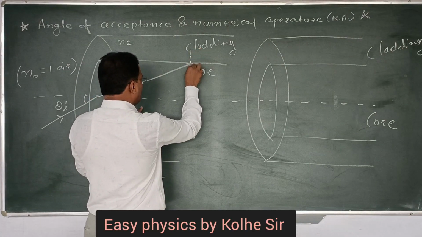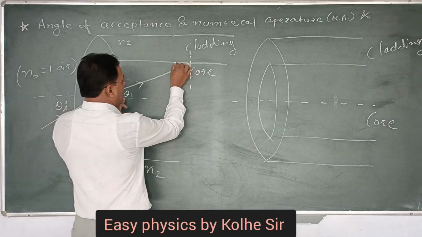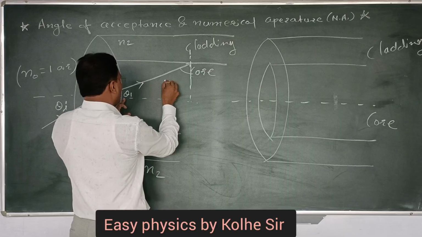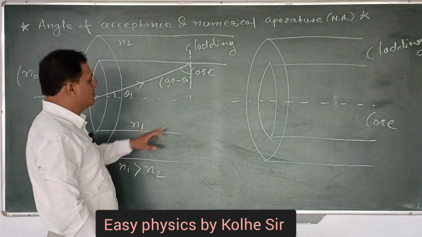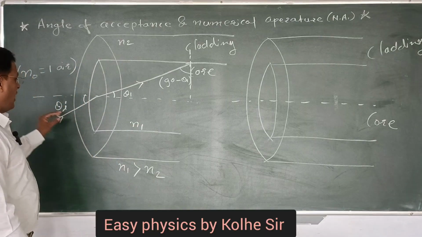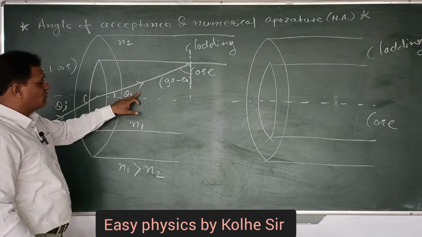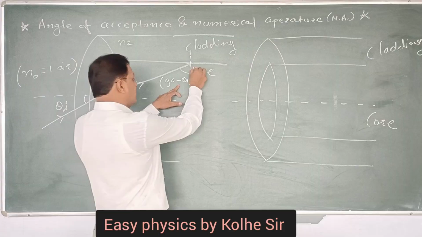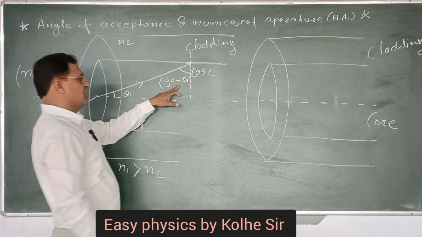We draw the normal at the point of incidence, and this is theta 1 and this is 90 degrees. That's why this is 90 minus theta 1. This is simple geometry. Now suppose as we vary the incident angle, then theta 1 also varies, which affects the incident angle at the core and cladding interface. This angle also varies.